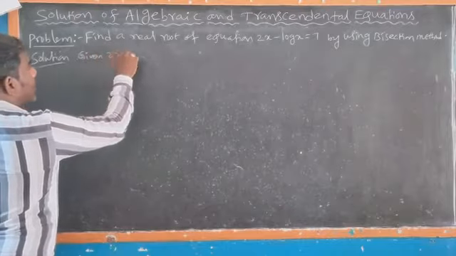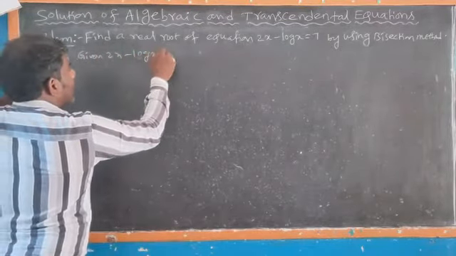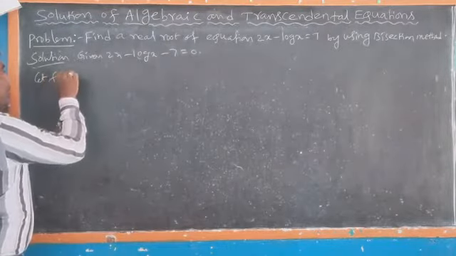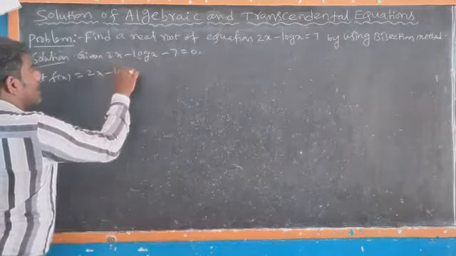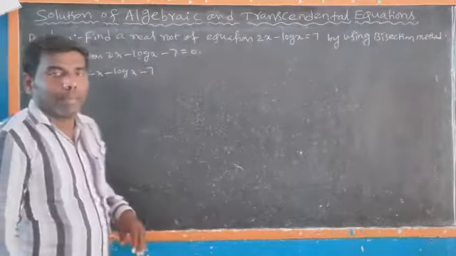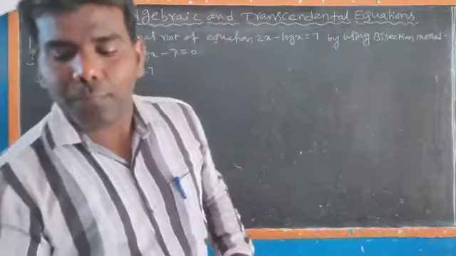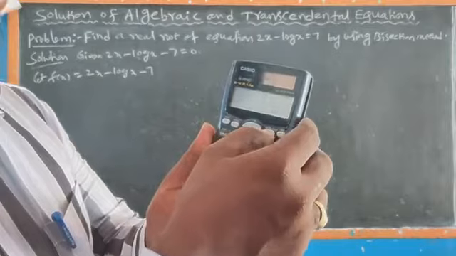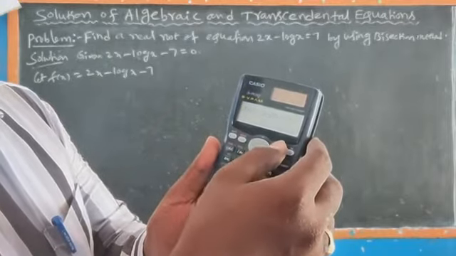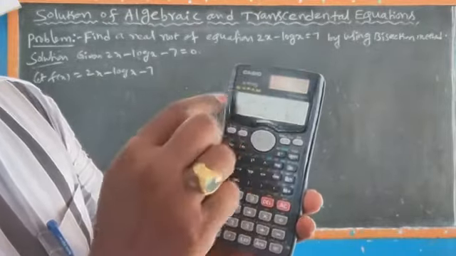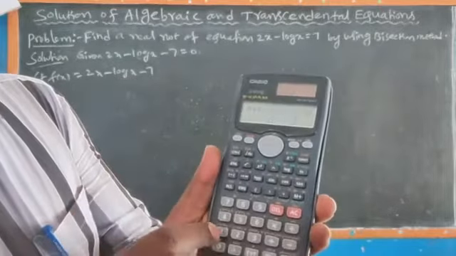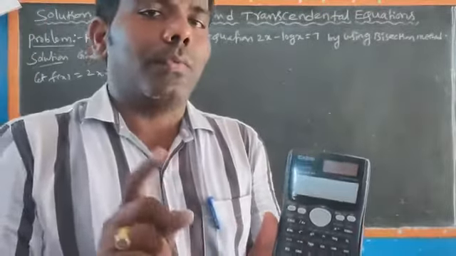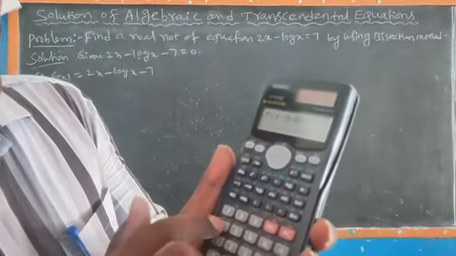Given 2x minus log x minus 7 equal to 0. Let f of x equal to 2x minus log x minus 7. Take your calculator, all of you. First you have to fix decimals. Observe, press mode 5 times: 1, 2, 3, 4, 5. Then fix equation, Fix 1, 0 to 9 decimals. How many decimals do you require? 4 decimals is enough. Now press 4.